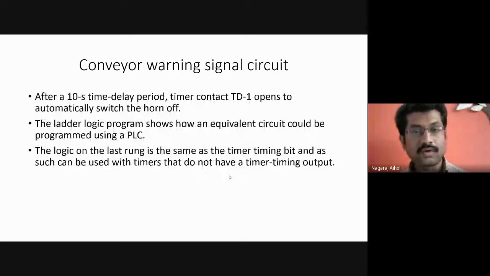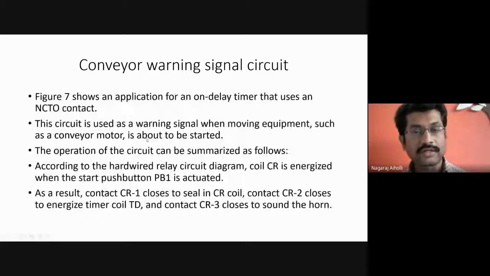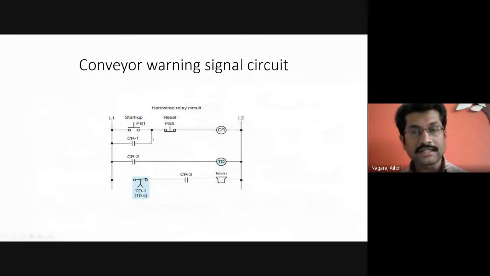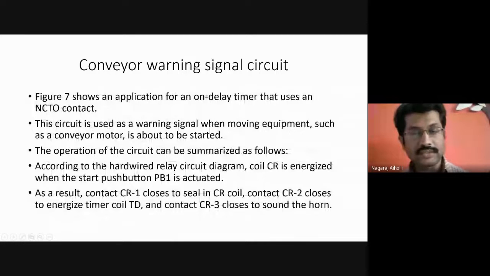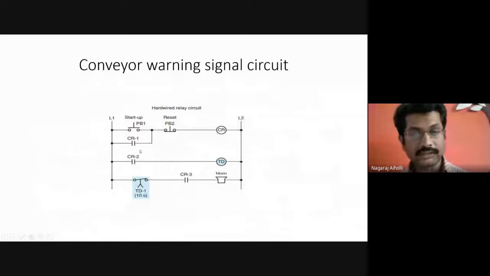The circuit is used as a warning signal when moving equipment such as a conveyor motor is about to be started. The operation of the circuit is as follows. According to the hardwired relay circuit diagram, coil CR is energized when the start push button PB1 is actuated. As a result, contact CR1 closes to seal in the CR coil. The contact CR1 closes because of the start button being pushed, and this is the seal-in contact.